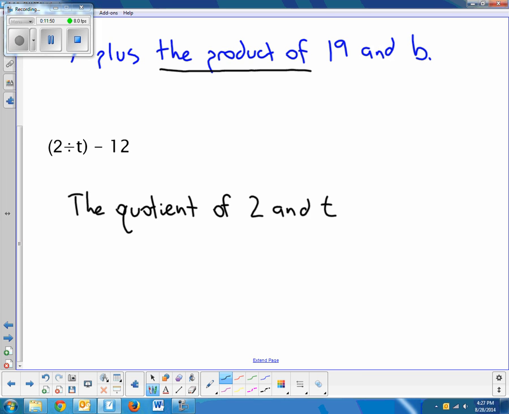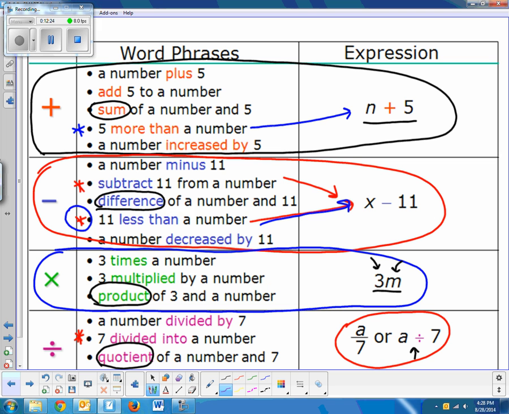Then I've got this minus 12. So I can say the quotient of 2 and t minus 12. And that would be a correct way of writing this. You could certainly say the quotient of 2 and t, 12 less than the quotient of 2 and t, the difference of the quotient, you could make it longer. However, this is probably the most streamlined way that you could write it. If there's more than one operation going on, you need to say the something of. And that either has to be the sum of, the difference of, the product of, or the quotient of.